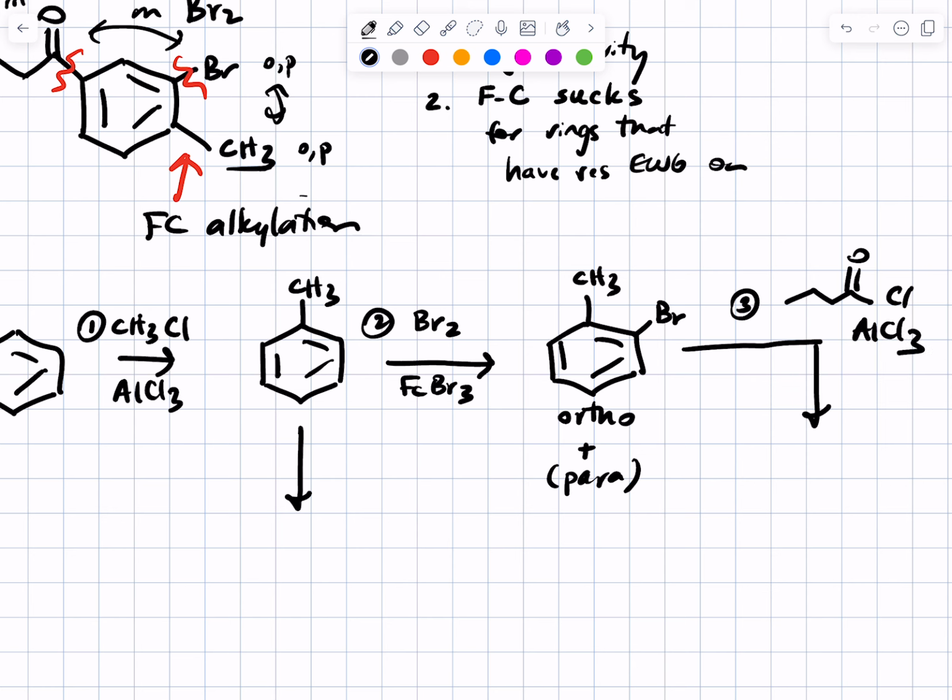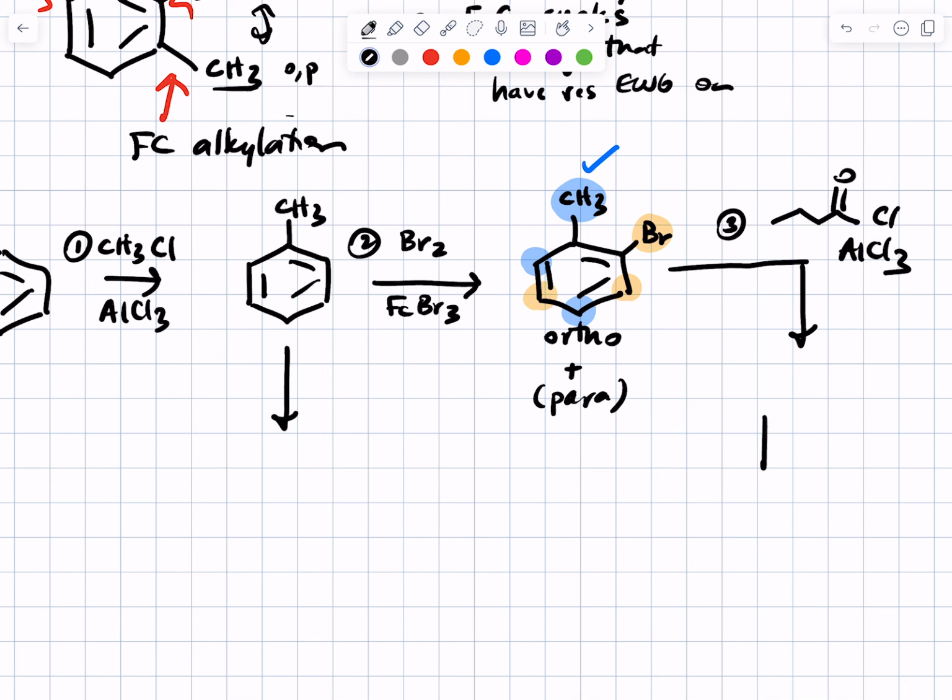Now the question is, let's look at the two donating groups, methyl versus bromo. Methyl's going to prefer these carbons. Bromo's going to prefer these, and methyl is the most activating one. So probably when you're in that conflict, it's fine to expect that you can get that product. Okay? What about the alternative?